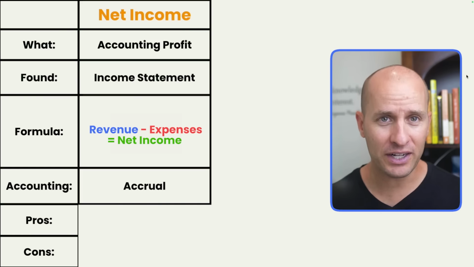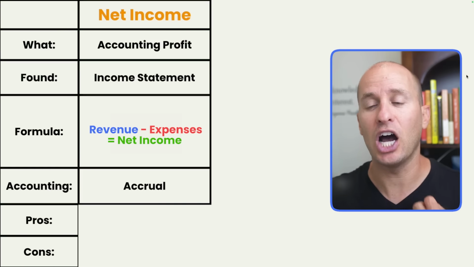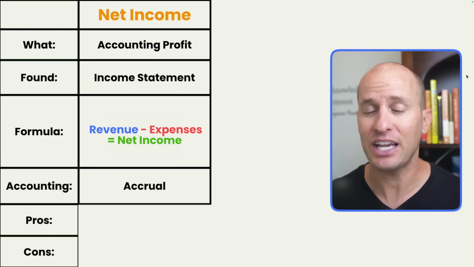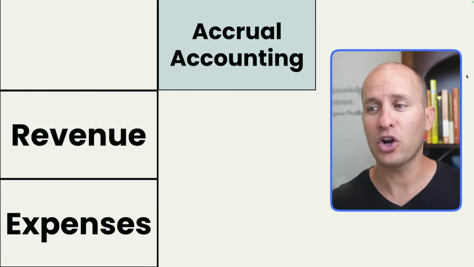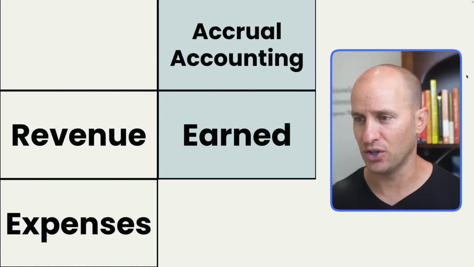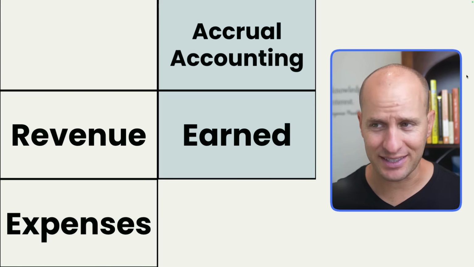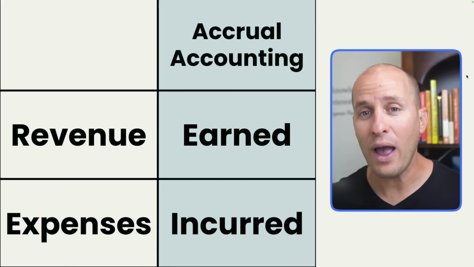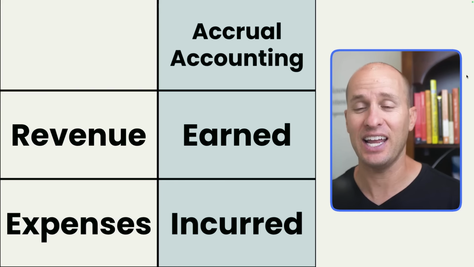Now, an important thing to understand about the income statement is that the accounting method used is called accrual accounting. This is a critical concept to understand if you're going to be analyzing financial statements. With accrual accounting, revenue is recorded when it's earned, regardless of whether cash is received or not. The same is true with expenses, where expenses are recorded when they are incurred, regardless of whether or not cash changed hands. That might sound confusing, so let's see a simple example.